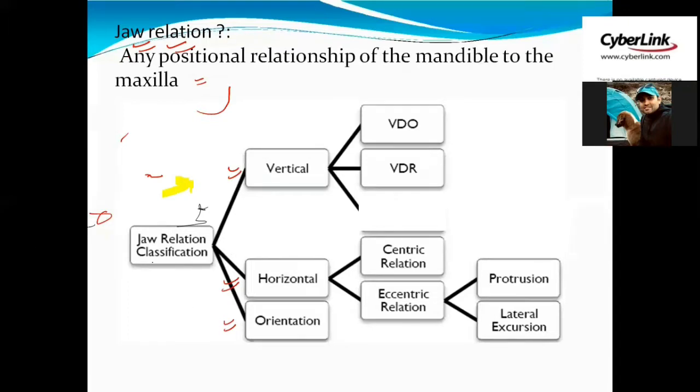Let us discuss orientation jaw relation first. Orientation jaw relation is the jaw relation when the mandible is kept in its most posterior position. It can rotate in the sagittal plane around an imaginary transverse axis passing through or near the condyle.